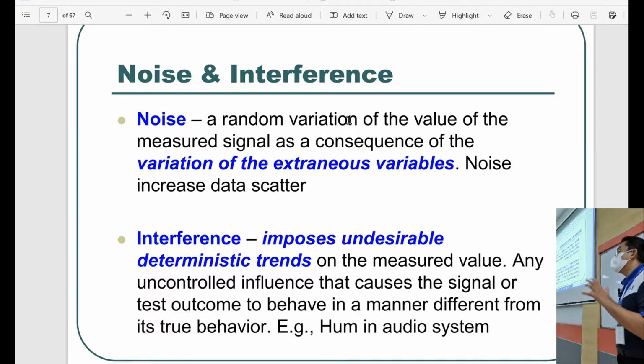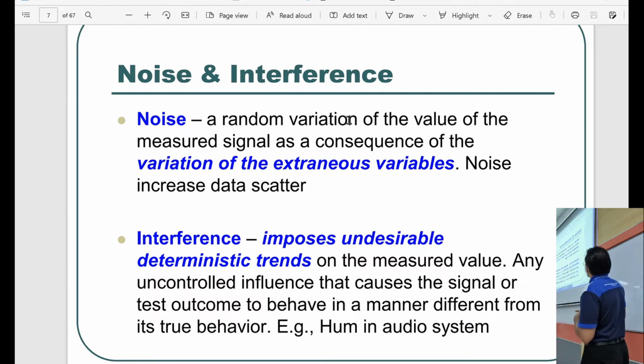The most important thing is we are not measuring the parameters. We are measuring the variables.